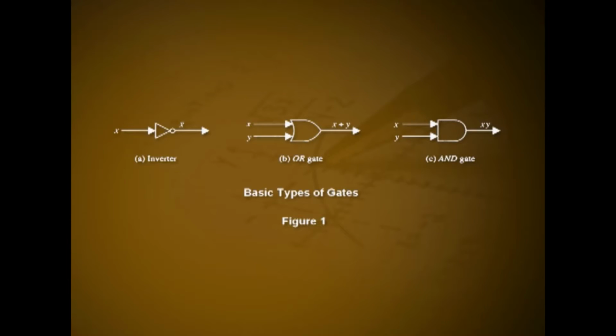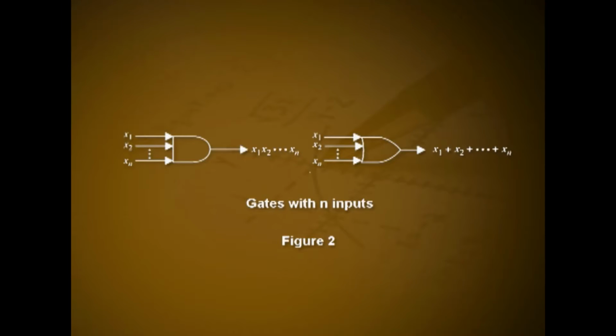The inputs to the inverter, OR gate and AND gate are shown on the left side entering the element and the output is shown on the right side leaving the element. This is figure 1 showing the basic types of gates. We can have multiple inputs to AND and OR gates. Examples of AND and OR gates with n inputs are shown in figure 2.